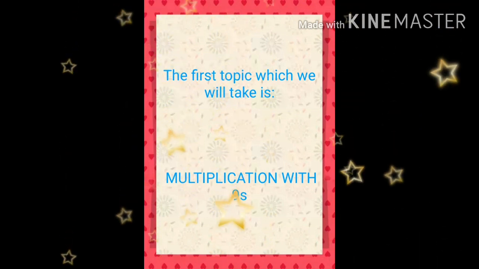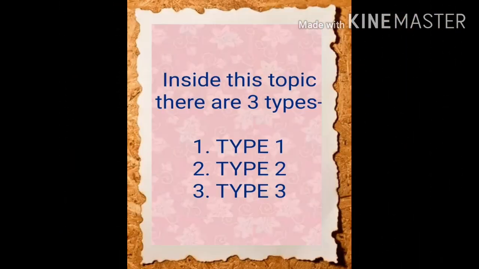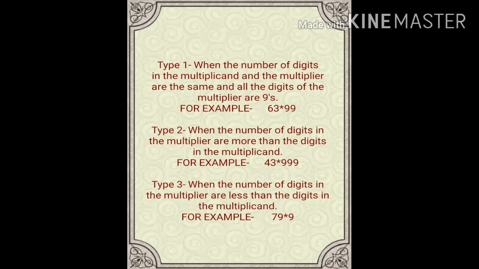Now our first topic is multiplication with 9. Inside this topic there are 3 types: type 1, type 2 and type 3. Type 1 and type 2 we have studied before. Today we will study type 3. First we will discuss what we have studied before as type 1 and type 2.